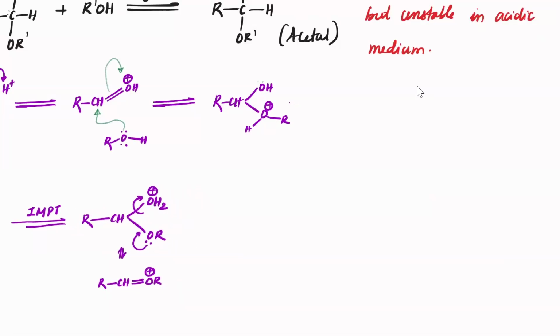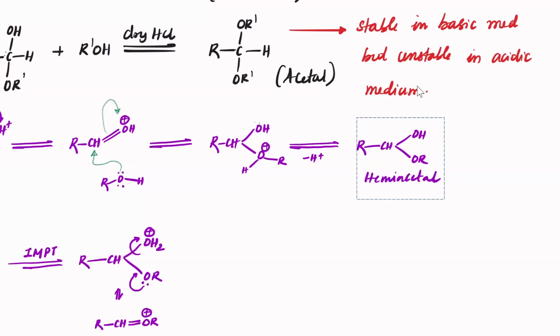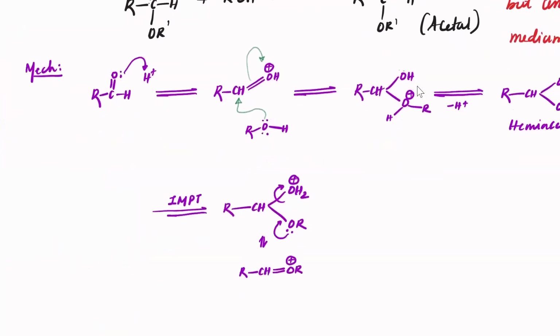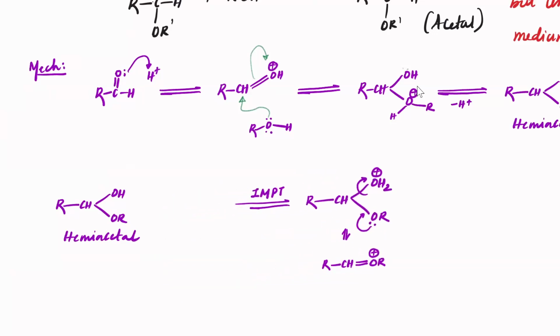Here, if the concentration of alcohol is not sufficient, slowly the H plus will be lost into the solution, and we will get this as OH and OR, which is hemiacetal. This is hemiacetal. But if the concentration of this compound is more, the concentration of the compound is more here.